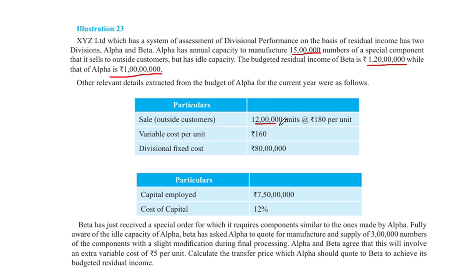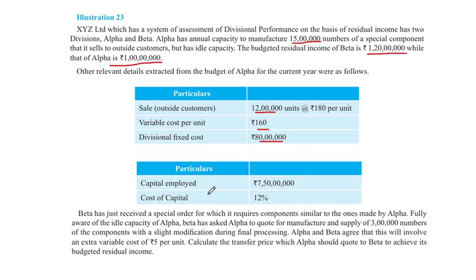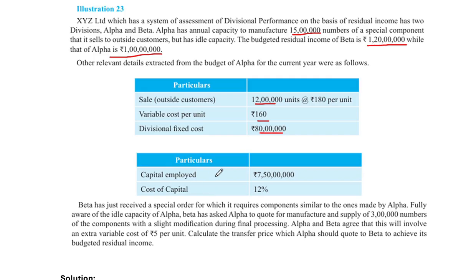External sales is 12 lakhs units at rupees 180 per unit. Variable cost is rupees 160 per unit and divisional fixed cost is 80 lakhs. Capital employed is 7.5 crore and cost of capital is 12%.